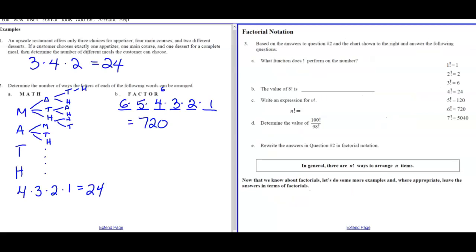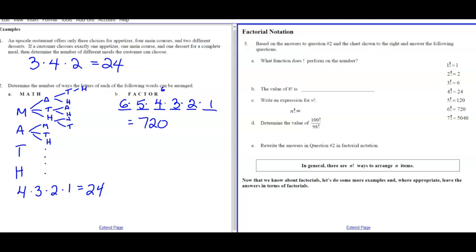factorial notation. Okay? So, right-hand side of the page, it says, based on the answers to question 2, on the chart shown to the right, answer the following question. What function does factorial perform on the number? So take a look here. 720 was the answer to the last one. This is saying 6 factorial, but the exclamation mark is not 6. It's called 6 factorial. You get that joke? It's not an exclamation mark, it's a factorial. So, 6 factorial is 720.